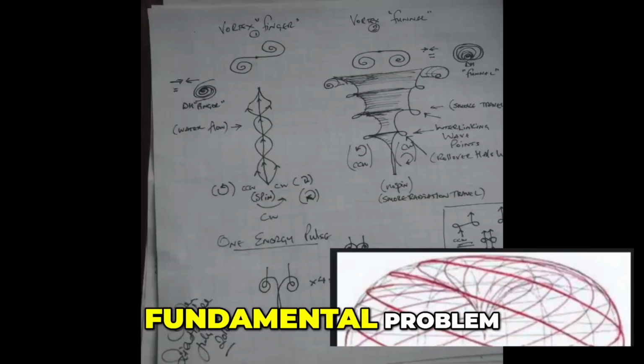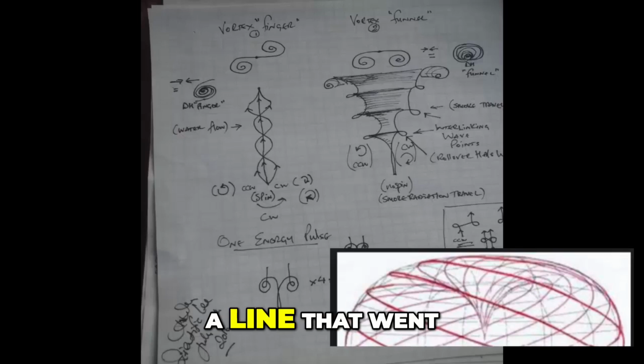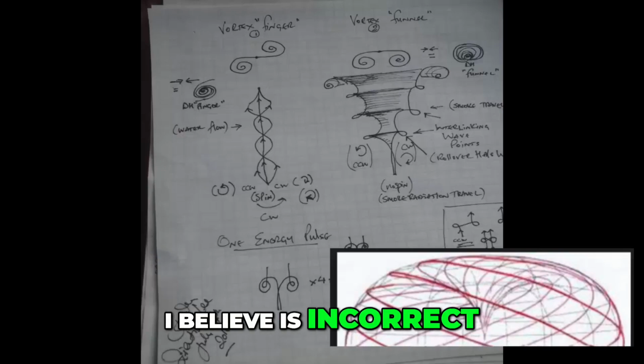And so there's Ken's fundamental problem, is that he's taking a line that went underneath the magnet and is applying it to the top of the magnet, which I believe is incorrect.